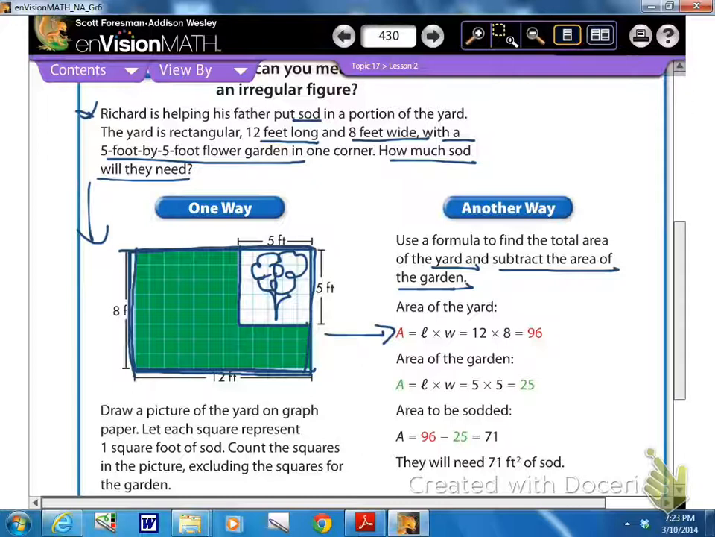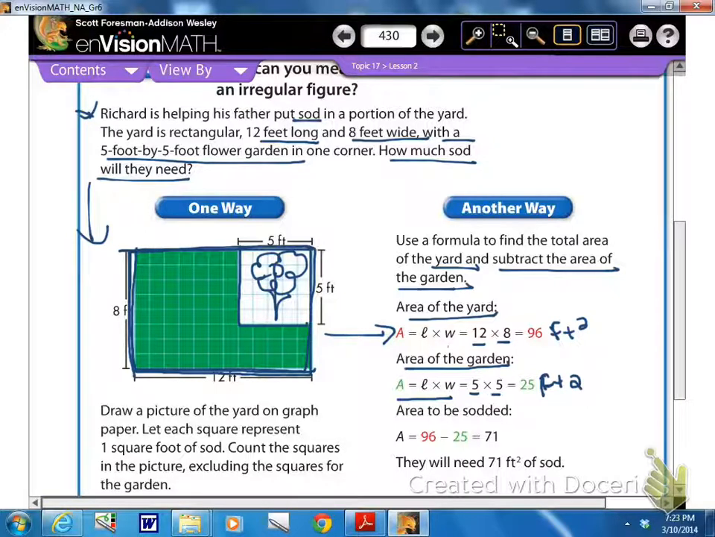Area is length times width, and the whole yard is 12 by 8, so it's 96 feet squared for the whole yard including the garden. Then they find the area of the garden. We want to take the area of this garden with my flowers in it and take it out, because you don't want to buy sod for an area you don't need. So again, area is length times width. Length and width are both 5, so 5 times 5 is 25 feet squared.